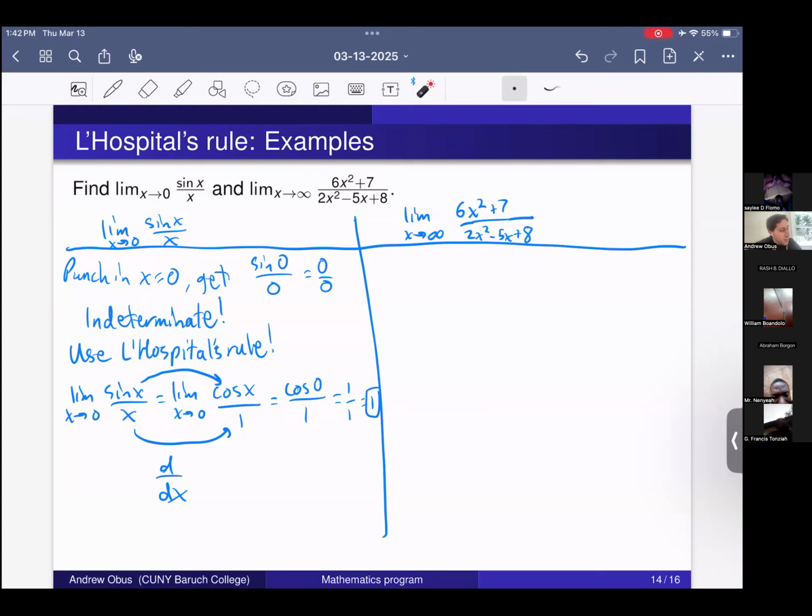So limit as x goes to infinity of this. Well, normally we would again just get an indeterminate form because this would just turn out to be infinity over infinity, which is indeterminate, right? As x goes to infinity, the numerator goes to infinity, and the denominator also goes to infinity, right? So again, we're going to use L'Hopital's rule.